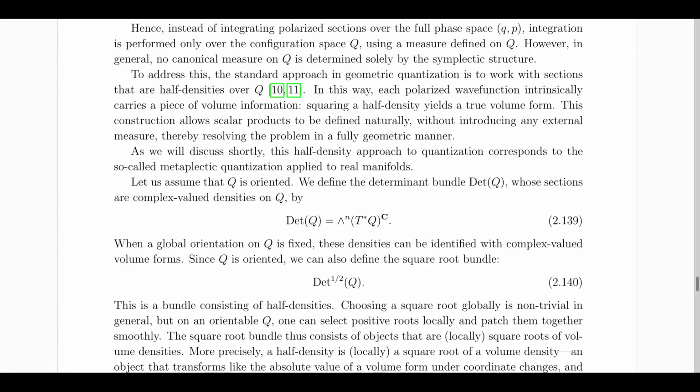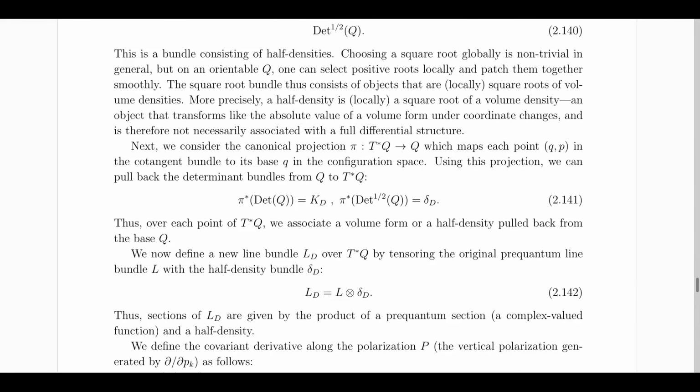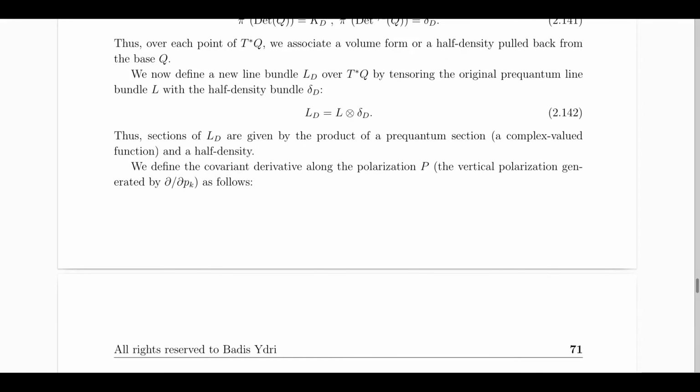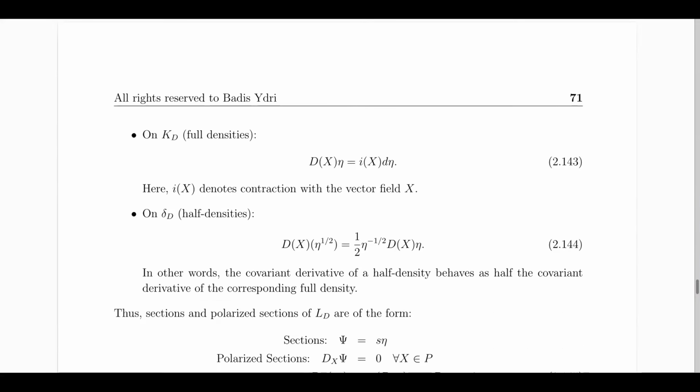By tensoring the prequantum line bundle with a bundle of half-densities, we obtain sections that can be integrated naturally over the reduced base, usually the configuration space. This modification doesn't just fix the measure problem, it does so geometrically, with no need for arbitrary choices.